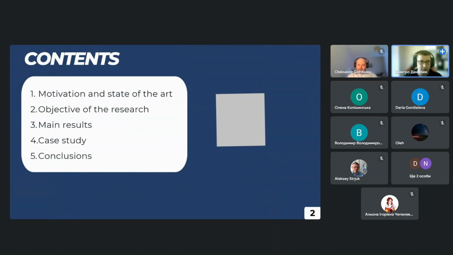Today I will talk about the motivation, the search and analysis of existing approaches, the formulation of the goal and objectives, the description of the architecture, presentation of experiments, practical approach, and conclusion.